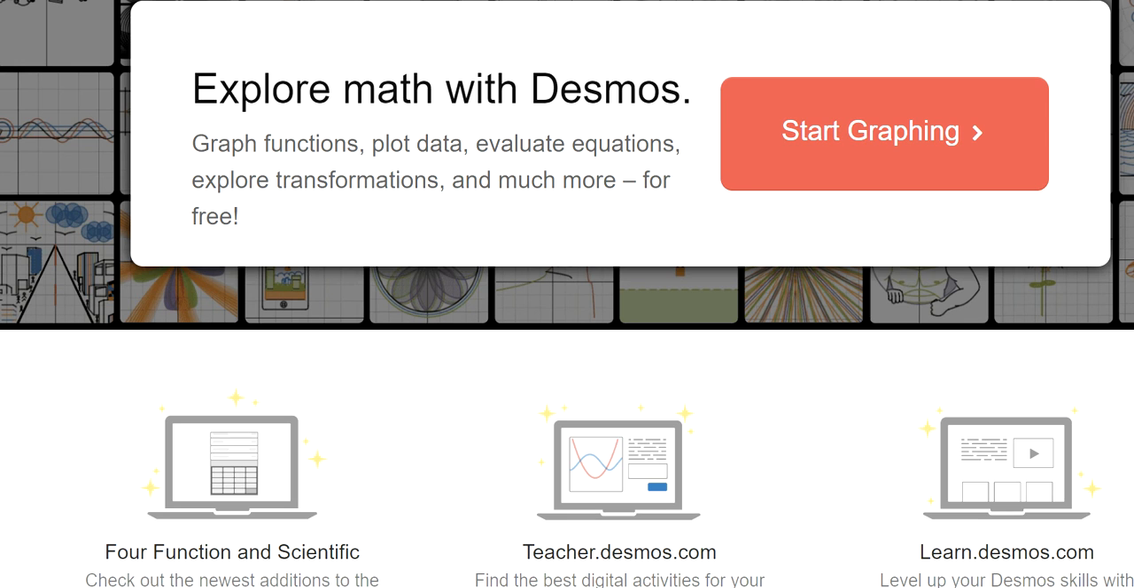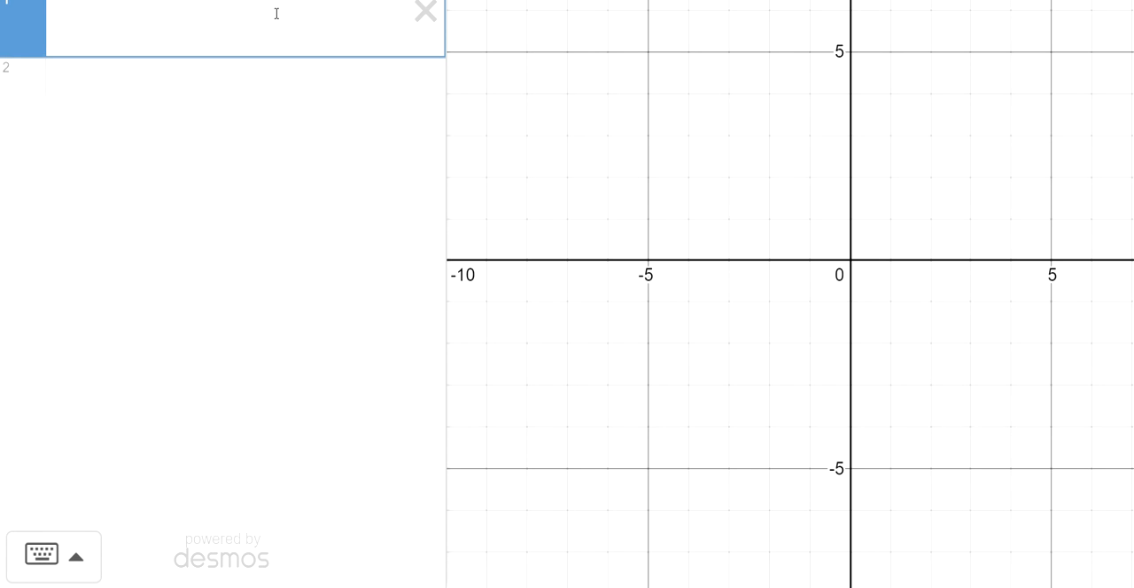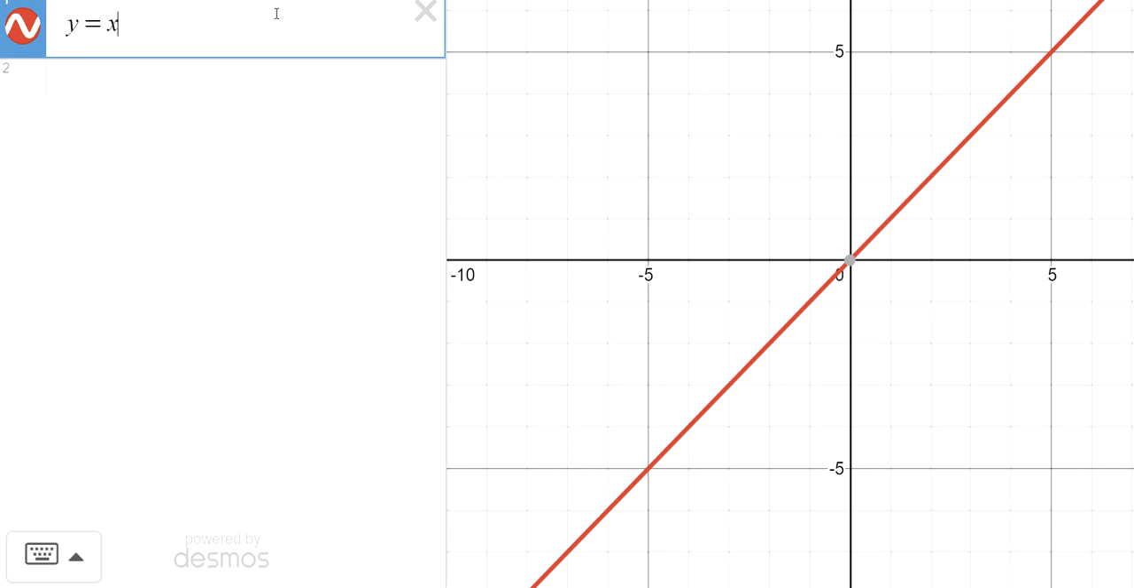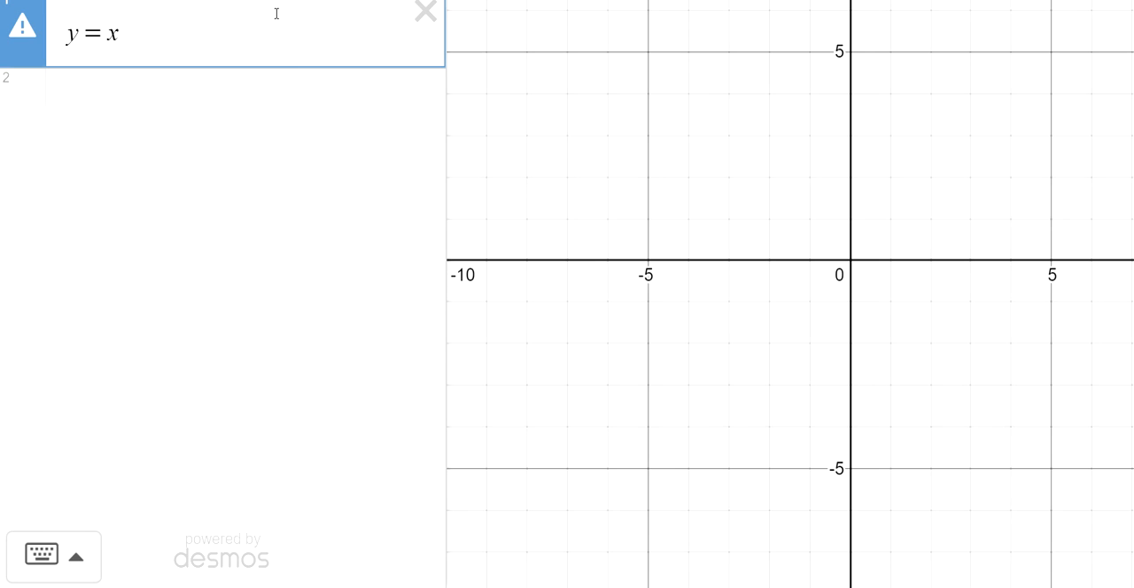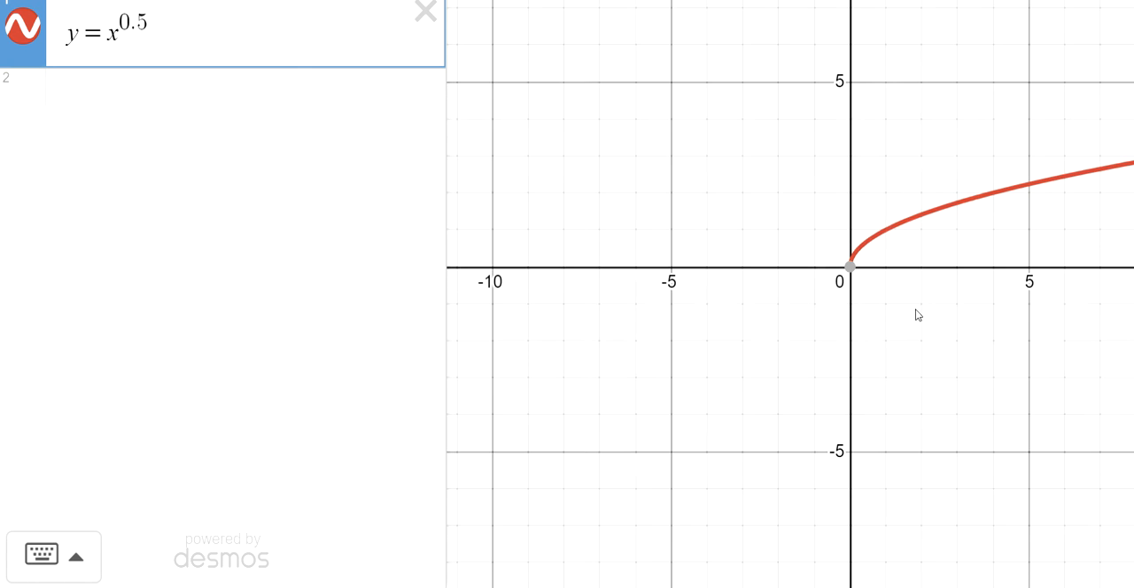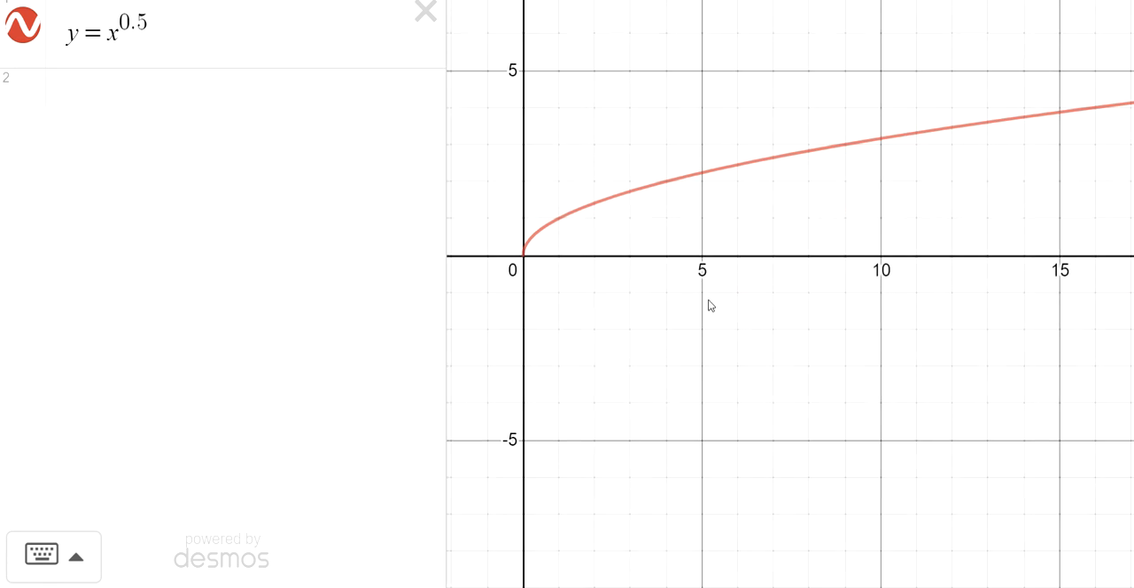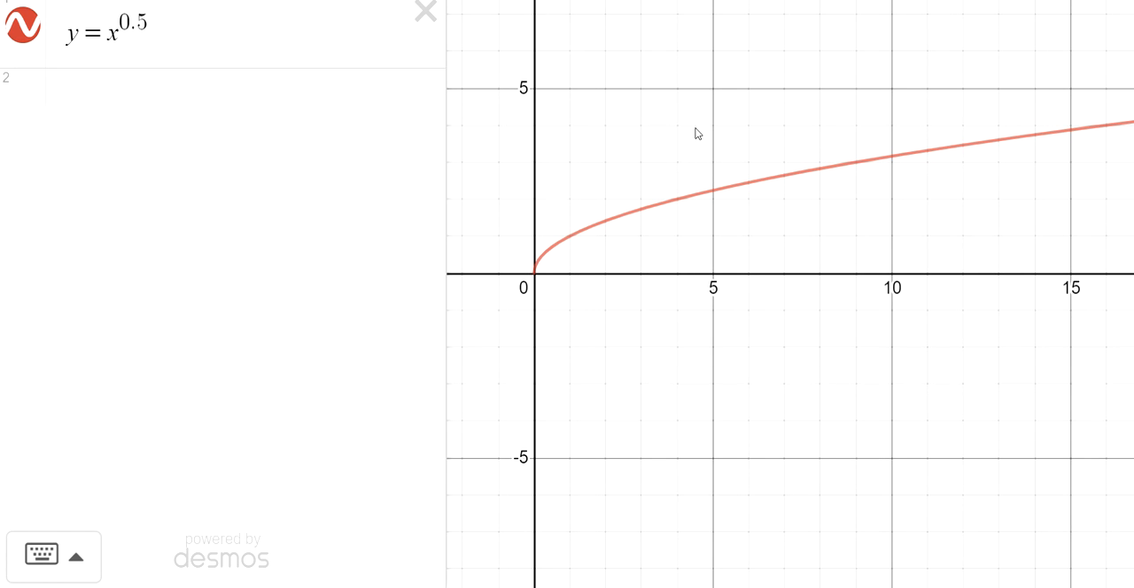The textbook says let's find out what happens when n equals half, 1/5, and so forth. The first one, y equals x. They assume that a equals 1. So now y equals x to the power half. This is a portion of the parabola, the positive portion.